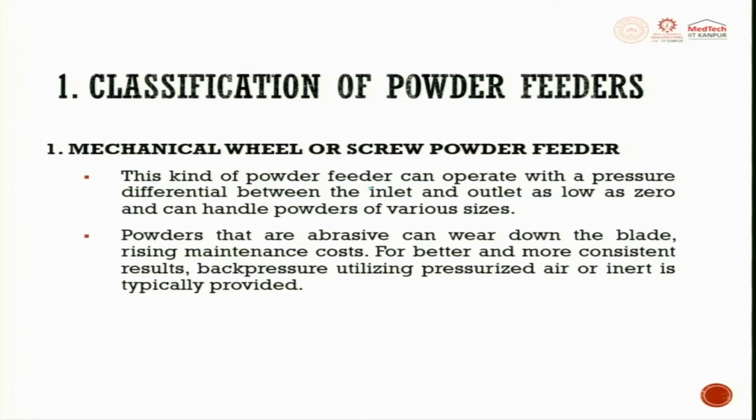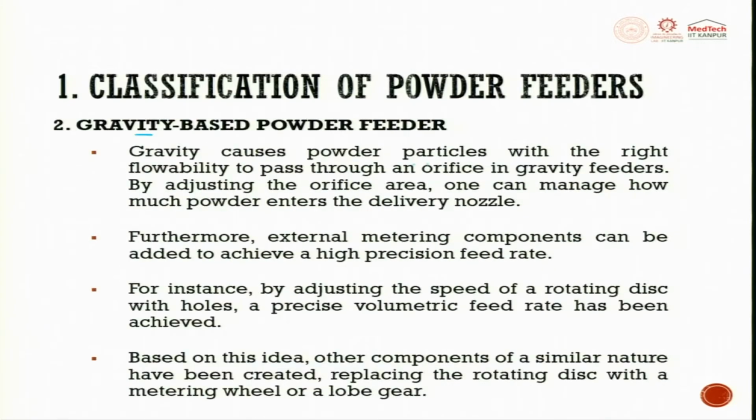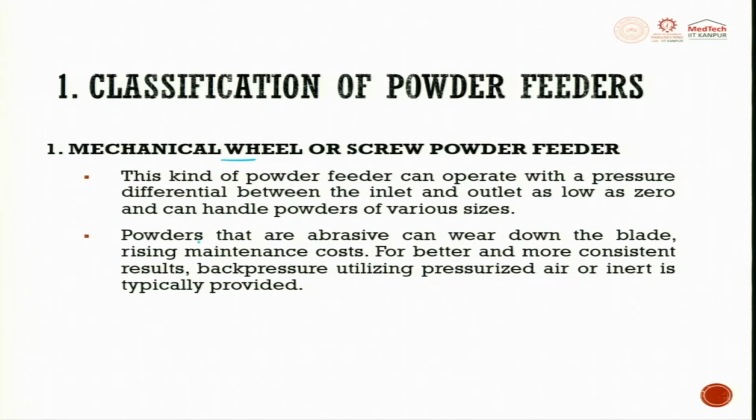This kind of powder feeder can operate with a pressure differential between the inlet and the outlet as low as 0 and can handle powders of various size. So, that is the advantage of mechanical wheel or screw powder feeder. The powders that are abrasive can wear down the blade, raising maintenance cost. For better and more consistent result, back pressure utilized pressurized air or inert gas which will be mixed and will be sent along with the powder.